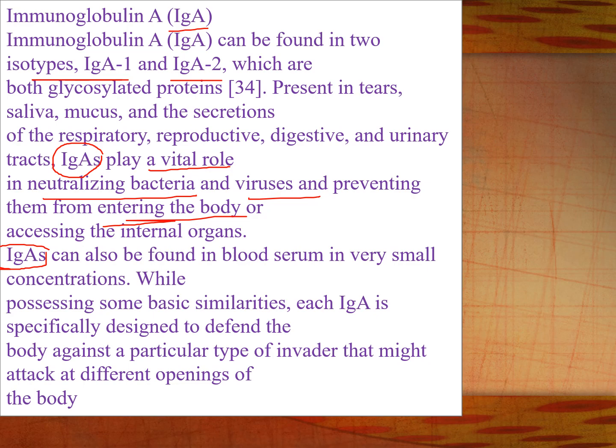IgAs can also be found in blood serum in very small concentration, while possessing some basic similarity. Each IgA is specifically designed to defend the body against a particular type of invader that might attack different openings of the body.